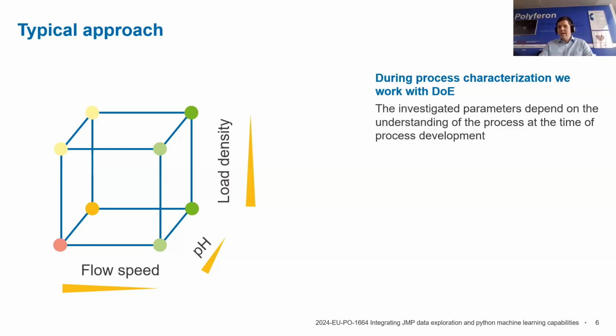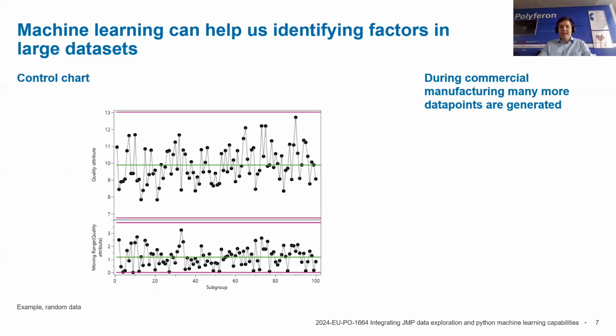However, after a while, you will have generated a lot of data from commercial manufacturing. This is, of course, just random data, but it illustrates a little bit what would happen if you generate just 100 batches, and you will have a variety of product quality data. And your idea would be to understand how this product quality is affected by a factor, maybe something you have missed in process characterization. And for that, machine learning is an ideal tool.